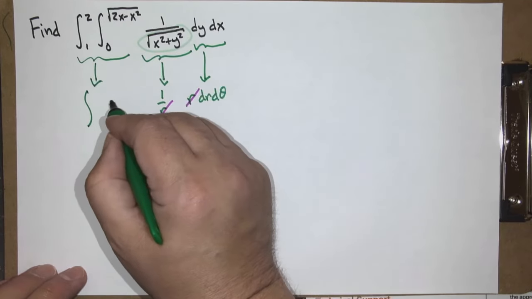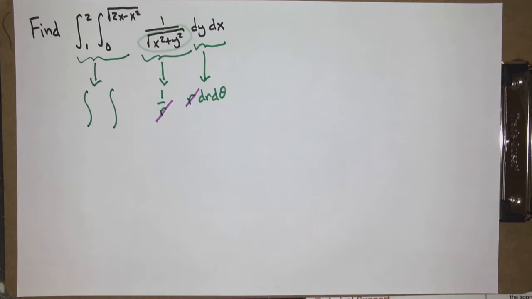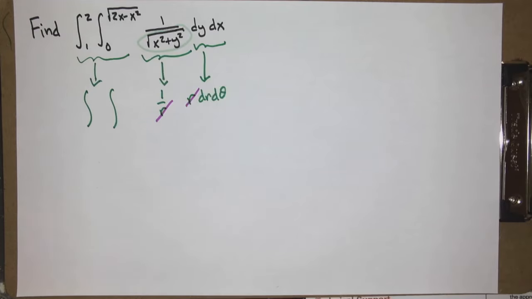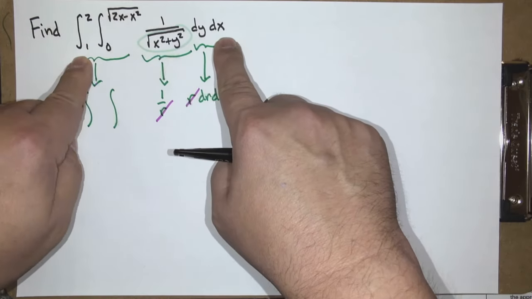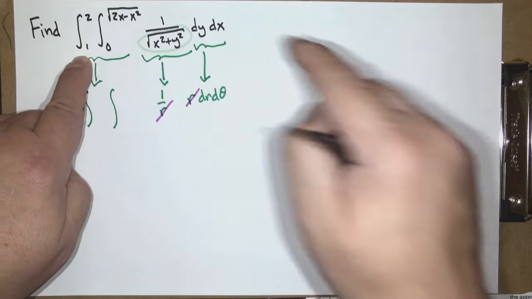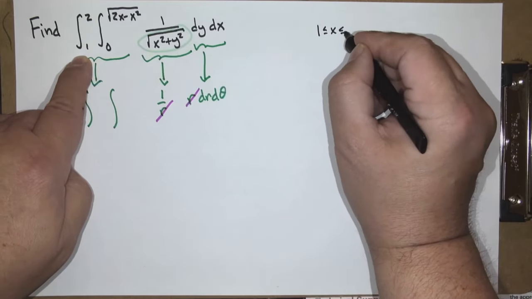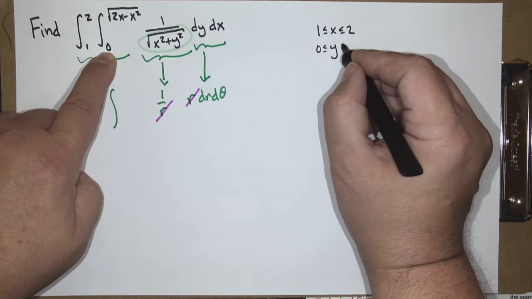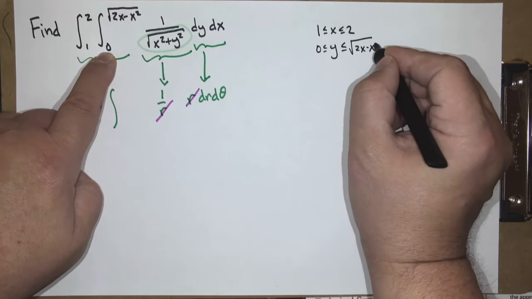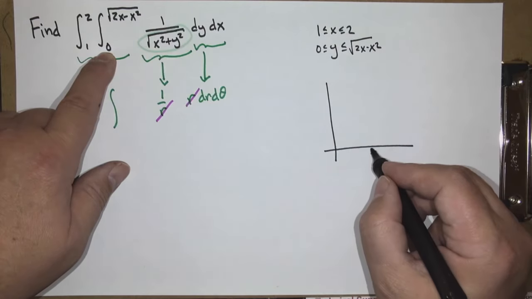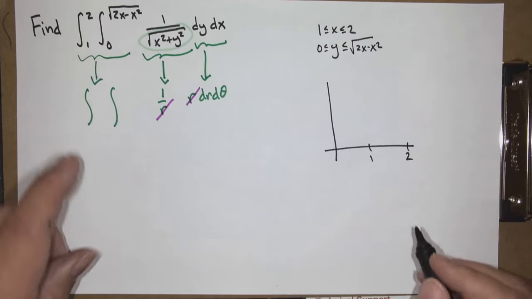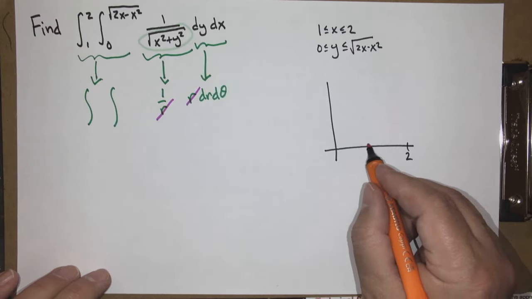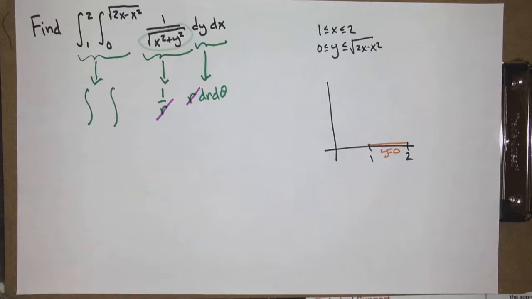That's right, the bounds. There was going to be a price to pay. All right, we'll pay that price. Let's talk about our bounds. What can we say about our current bounds? What's true? X goes 1 to 2, and y is between 0 and the square root of 2x minus x squared. Well, 1 to 2, that's not so hard. Y equals 0, that's also not so hard. I'll mark it here. This is y equals 0.